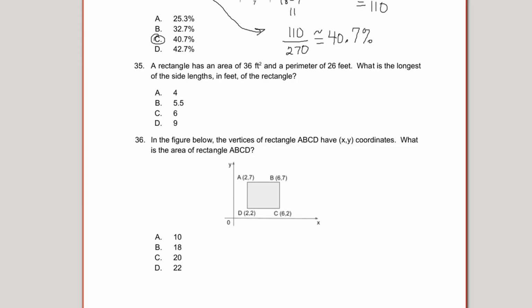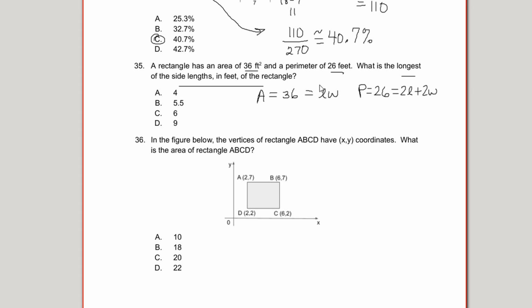Number 35, a rectangle has an area of 36 square feet and a perimeter of 26. What is the longest of the side lengths in feet of the rectangle? Okay, so we're given area, which is 36 square feet, and we know that area of a rectangle is length times width. It also gives us that perimeter is 26, and the perimeter of a rectangle is twice the length plus twice the width. What's the longest of the sides? So it looks like we don't know length or width, but we have two equations and two unknowns.